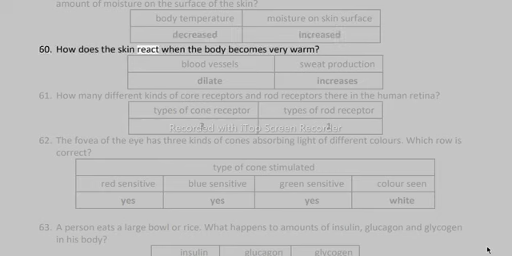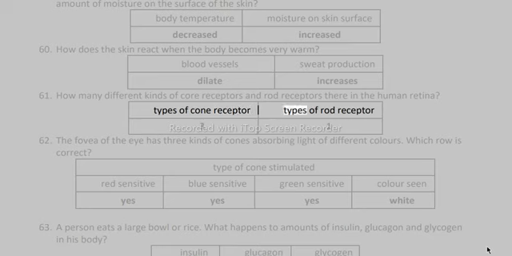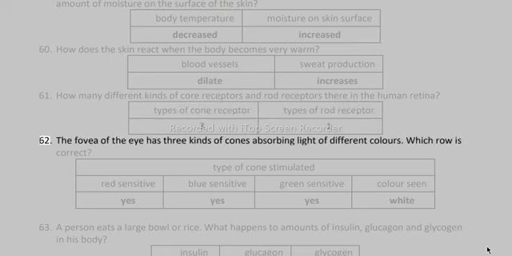60. How does the skin react when the body becomes very warm? Blood vessels dilate, sweat production increases. 61. How many different kinds of cone receptors and rod receptors are there in the human retina? Types of cone receptor, types of rod receptor: 3, 1.